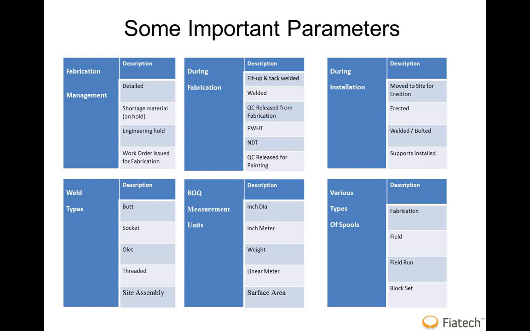Also, there are different types of spool. I just listed some of them, like the fabrication spool, the field spool, the field run, and field material, block sets, and so on. Now, these are many of the parameters that we believe should be available within the data that is being transferred from and to construction.